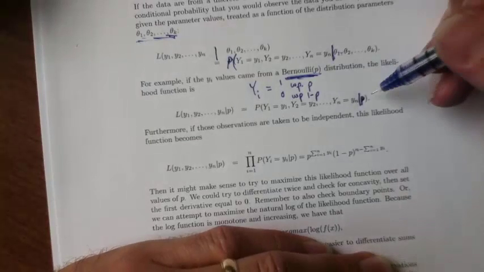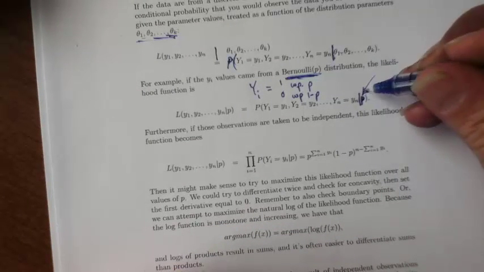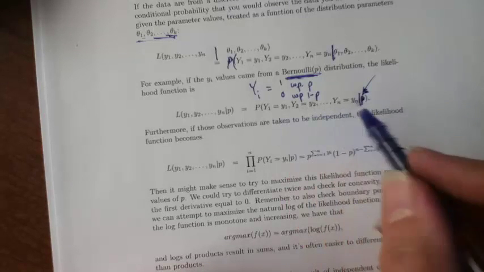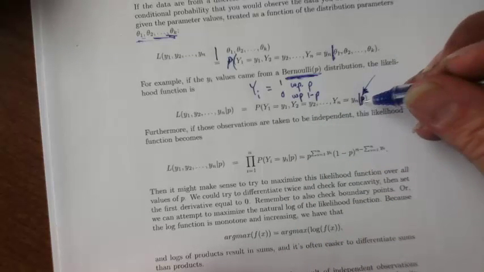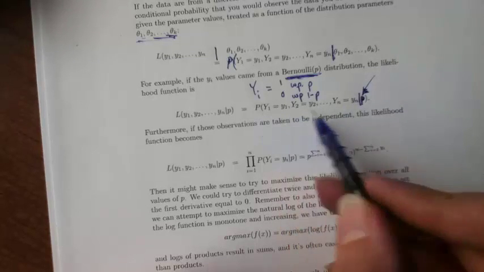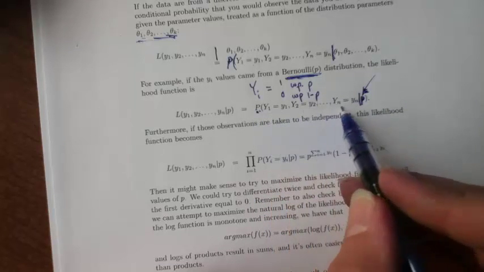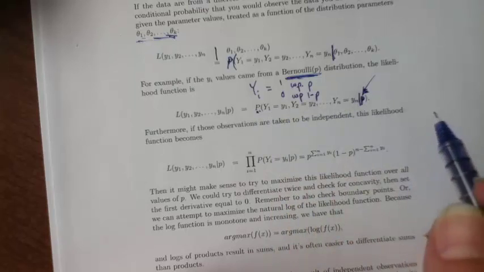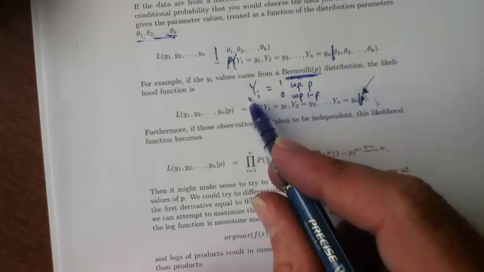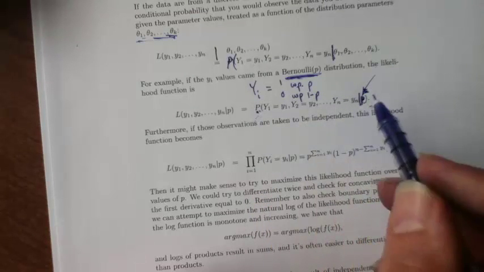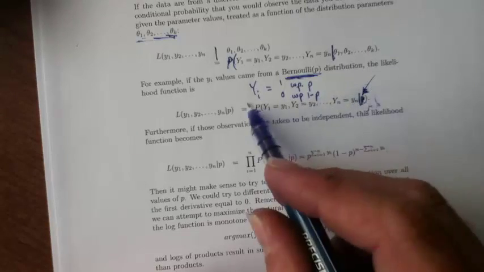Where we're going with this is that, under the assumption that you're actually sampling from a Bernoulli distribution, we want to estimate the parameter p that maximizes the chance that you would see what you actually saw. So we're maximizing this likelihood function. We want to maximize this likelihood function with respect to p. We want to find the value of p that maximizes it.